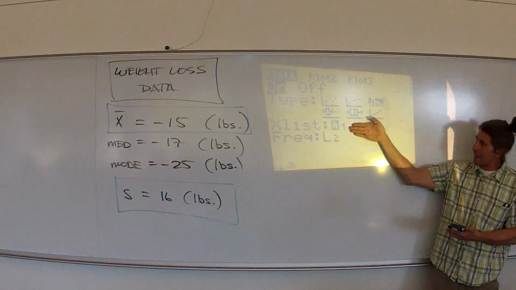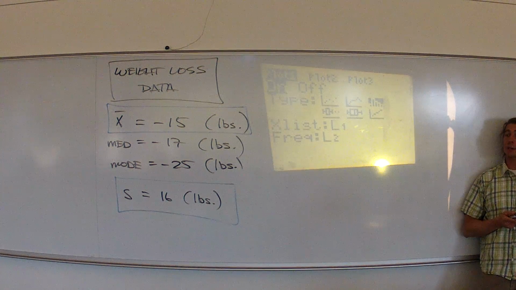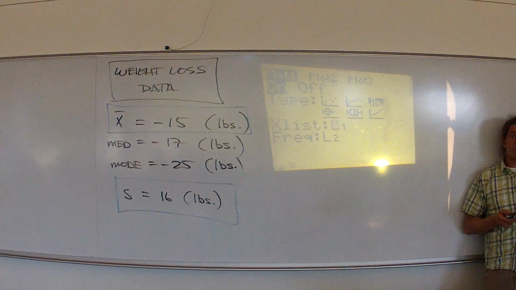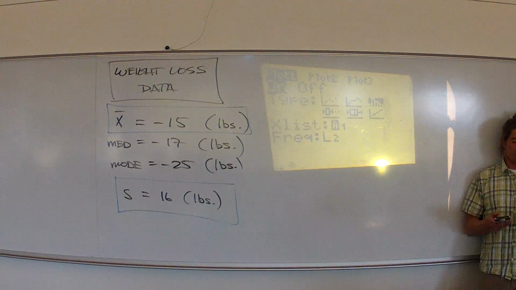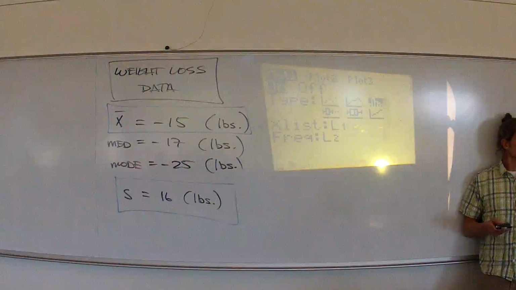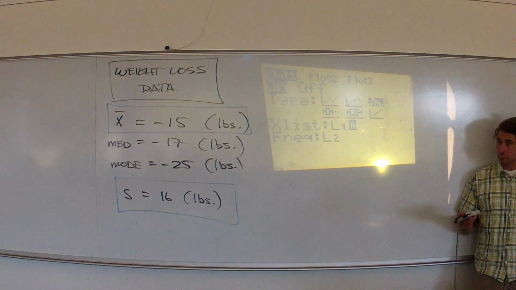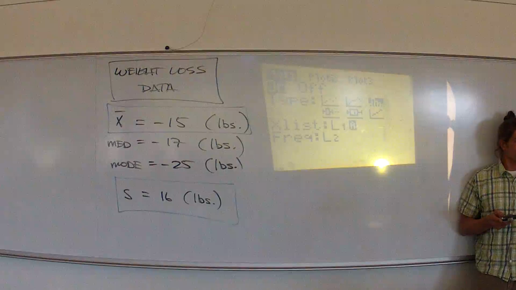X-list. This next choice down here, it says X-list. That's where your data is. Does your X-list say L1? If it doesn't, everybody do this anyway. Press second 1. Because if it didn't say L1, you'd have to make it say L1. So second 1 gets that to you.